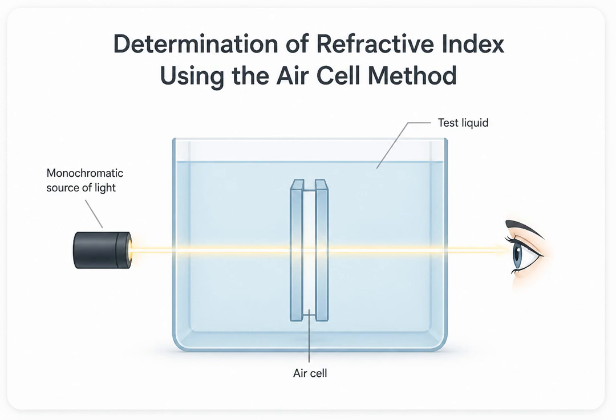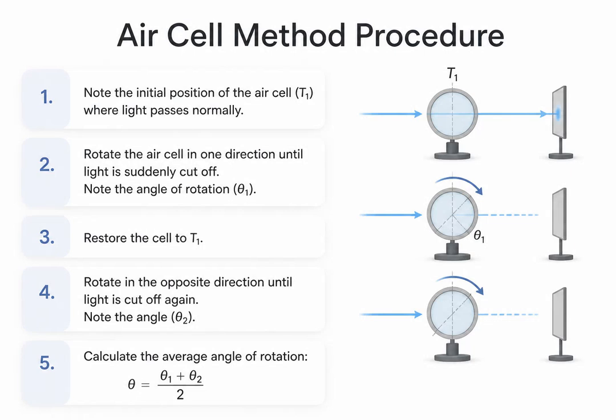Let's look at a clever laboratory technique, the air cell method for finding the refractive index of a liquid. We place a parallel-sided air cell, which is just a thin layer of air trapped between two glass plates, inside a vessel filled with the test liquid. We shine a monochromatic light through the whole setup and look from the opposite side. We start with the air cell perfectly perpendicular to the light beam. Then we slowly rotate it.